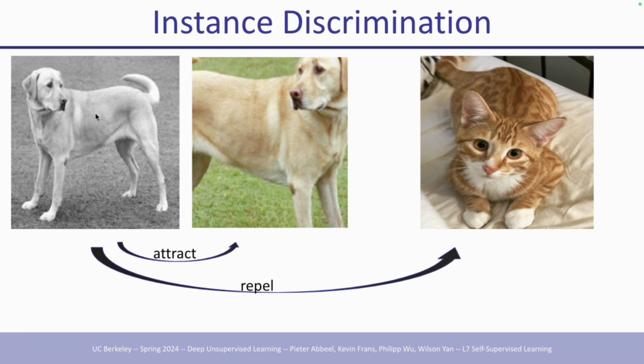So here's a dog, we've made it grayscale, and here's the same dog, we've flipped it and then zoomed in. And we want those to have similar representations, whereas we want this dog to have a very different representation than this cat. And these methods will be MoCo and SimCLR.